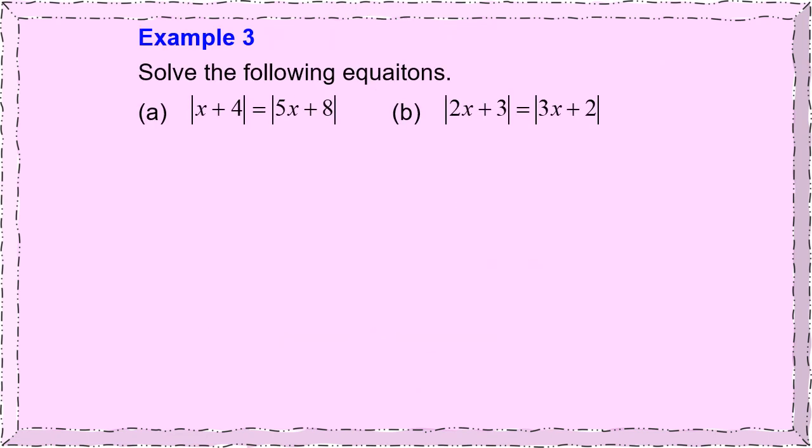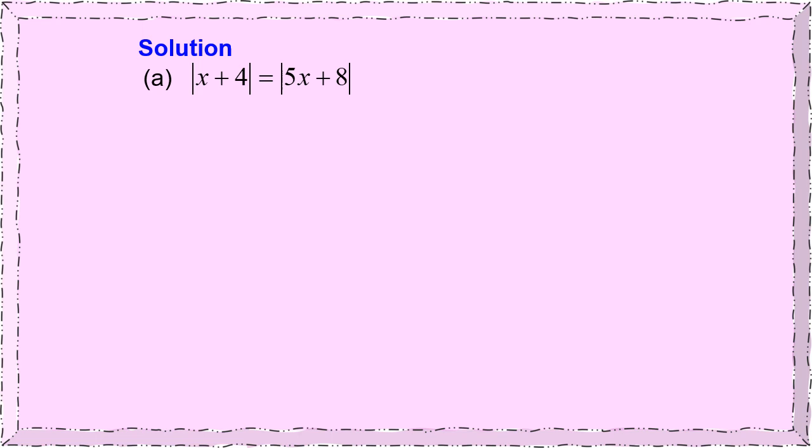Okay, so let's try to solve the next example. Solve the following equations. For question A, absolute of x plus 4 equal to absolute of 5x plus 8. And question B, absolute of 2x plus 3 equal to absolute of 3x plus 2. For question A, we just have to define as usual, even though we have two absolute signs here.